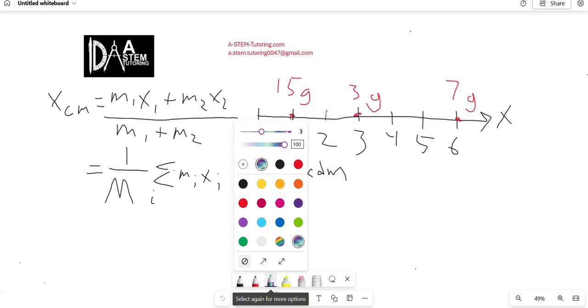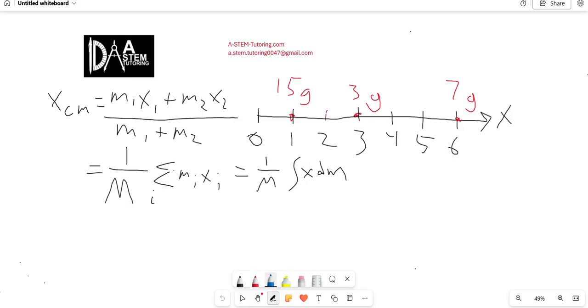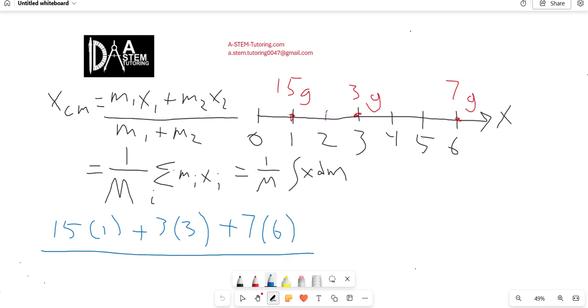Let's see here. So we take 15 times 1 plus 3, the 3 grams, times 3, the x-coordinate of the position on the x-axis, plus 7 grams at position 6 on the x-axis. Our denominator is the sum of all those masses, 15 plus 3 plus 7.